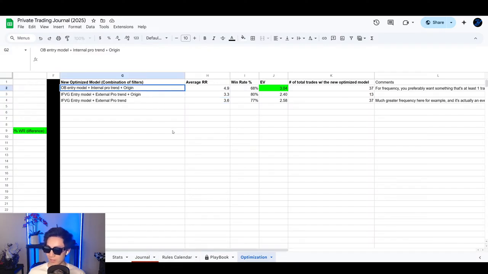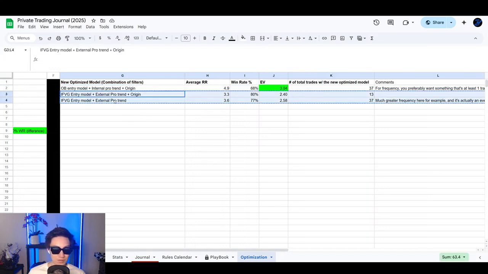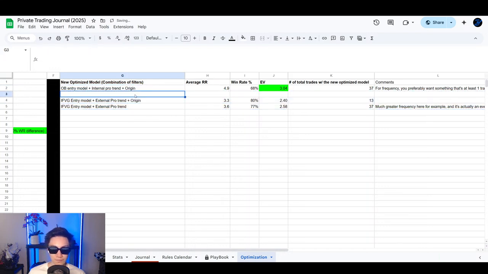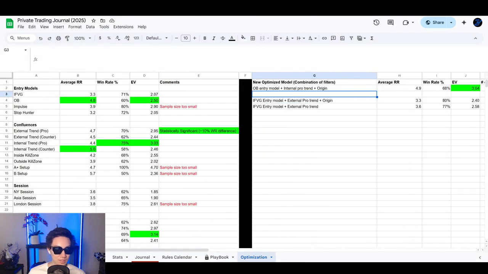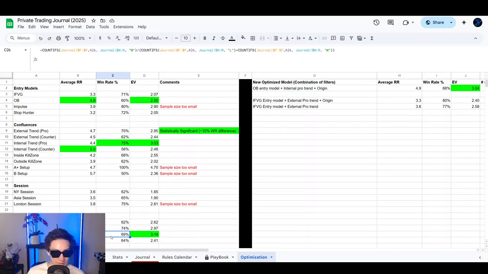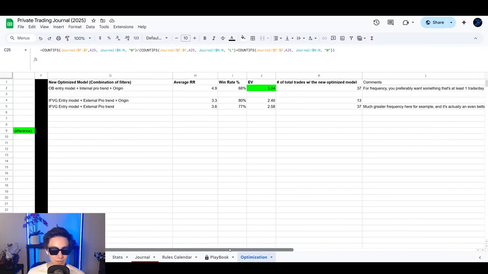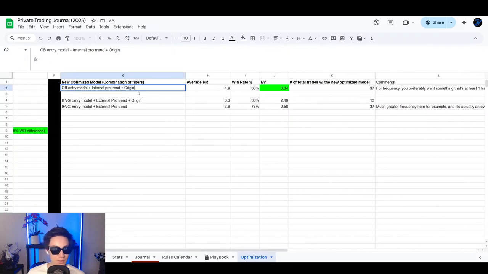Now let's try one more thing here before we end the stream. What I'm gonna do here is move all this down one, and I want to test removing the origin from the OB entry model here as well. Because if you look at this, the origin has the best risk reward, but it does have a lower win rate. But anyway, let's just completely remove the origin from this OB entry model here.